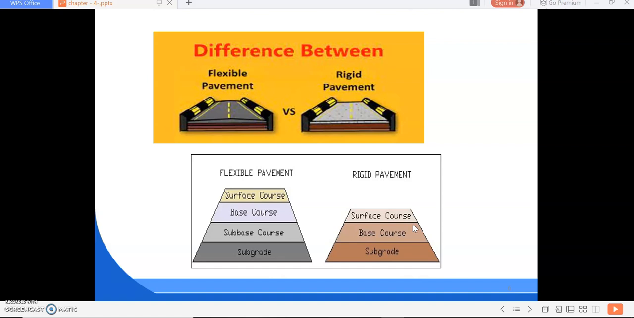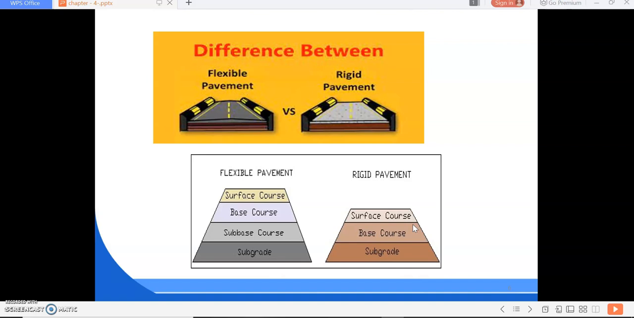Okay. In flexible pavement, the initial cost is low, but the maintenance cost is very high. And yes, one more thing is that we can use this road in one day also. But in case of rigid pavement, the initial cost is very high because here we are using concrete, slabs, reinforcements, okay.